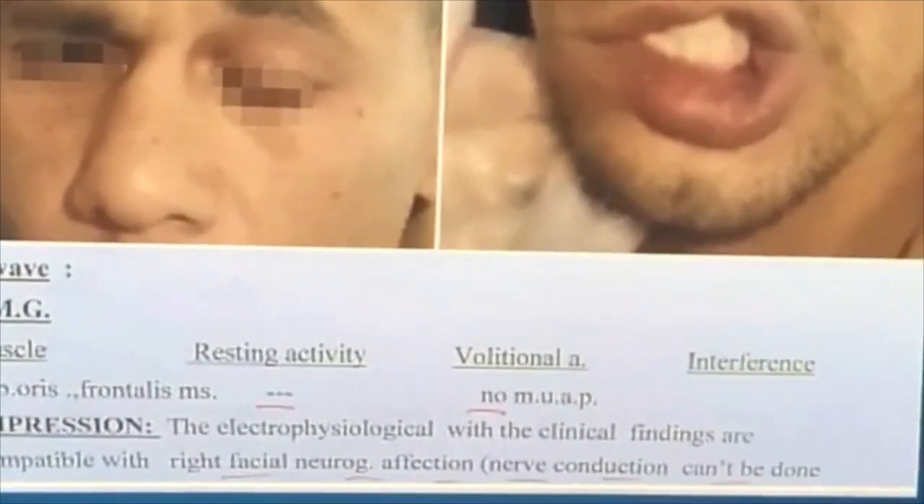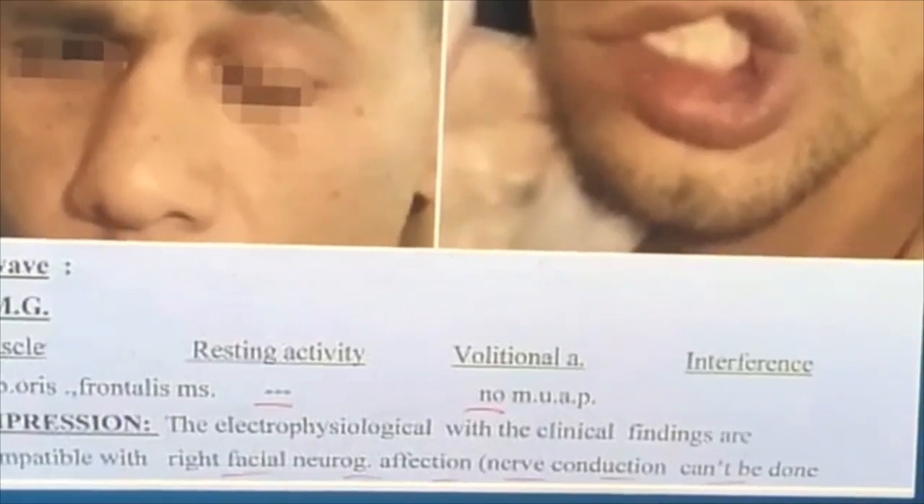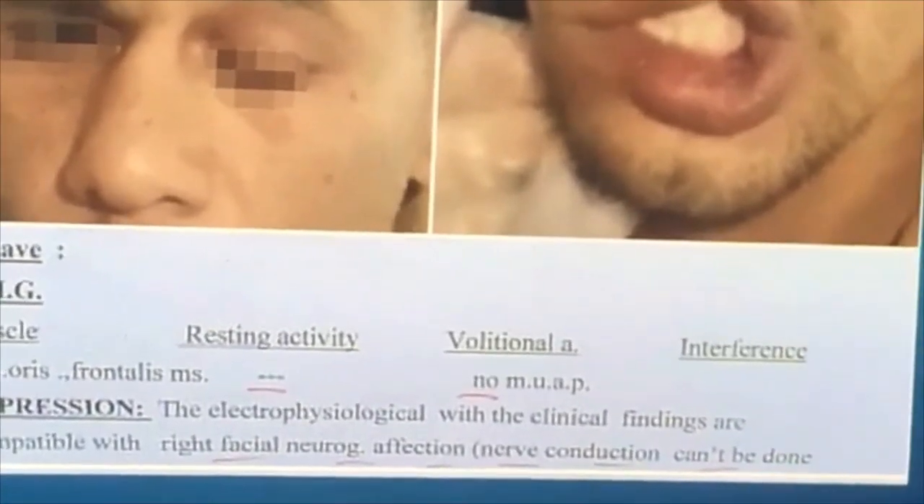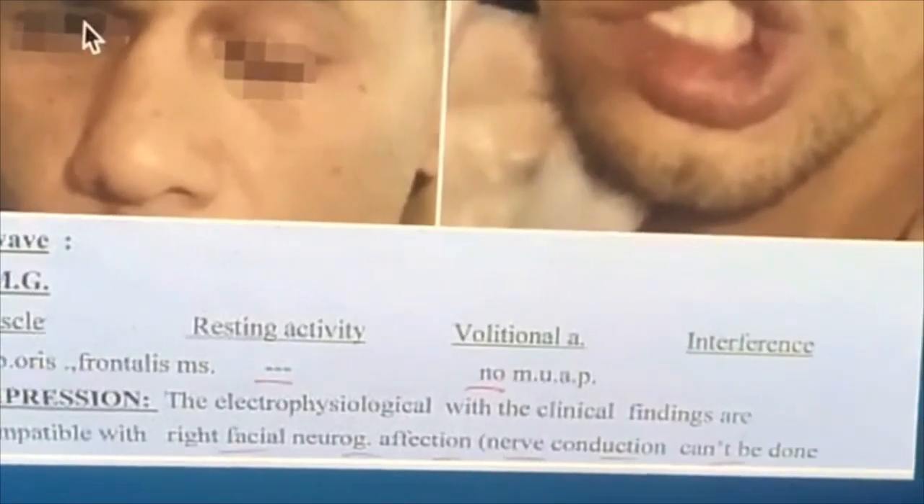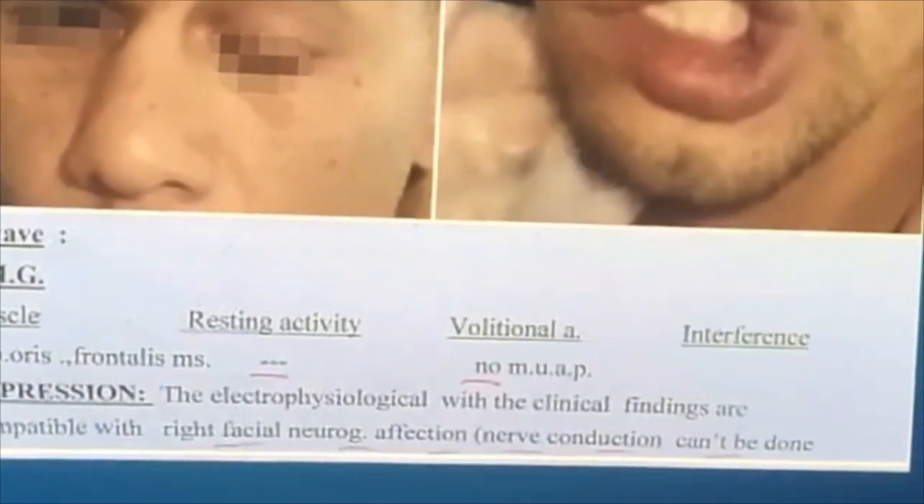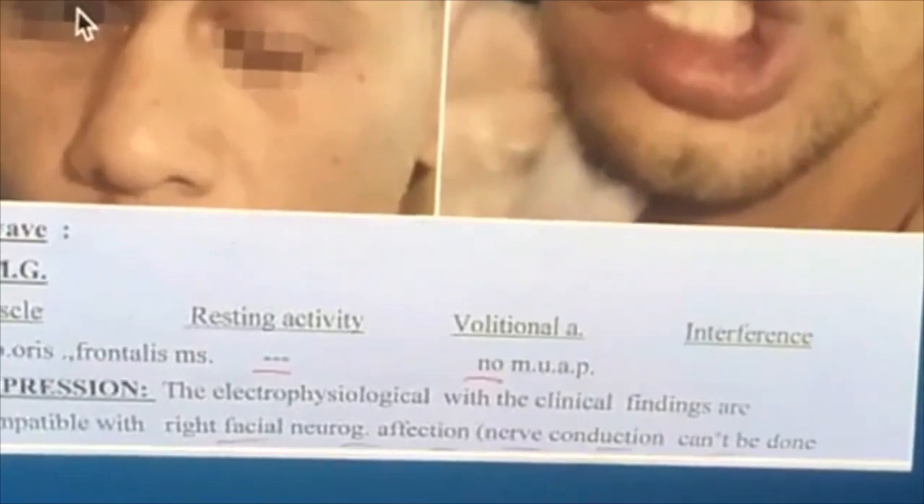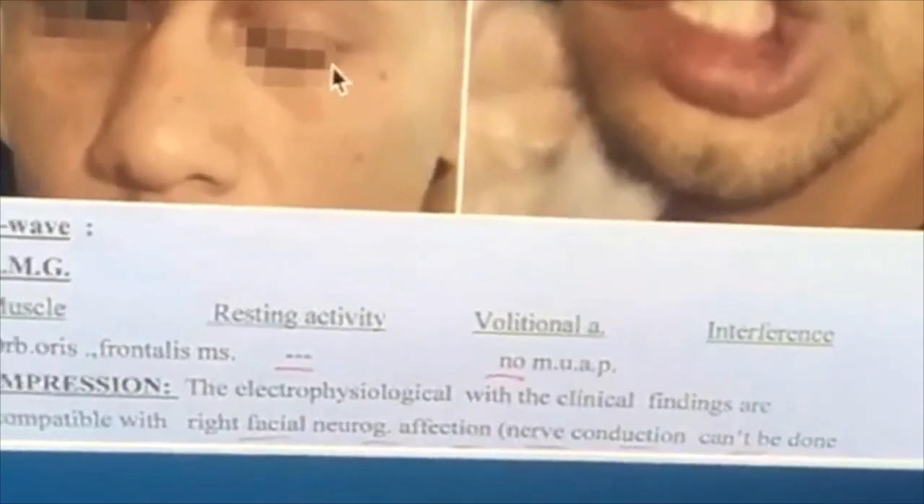Loss of corrugation on the right side of the frontal corrugation while preserving it. The eye is not open. The eye is open and not closed, while the left eye is closed.